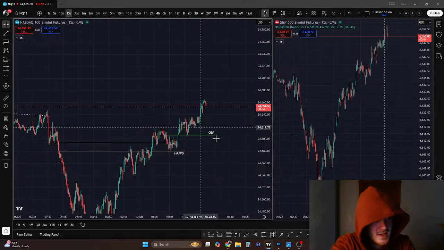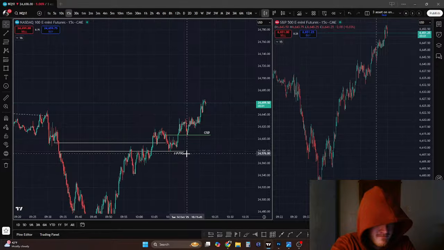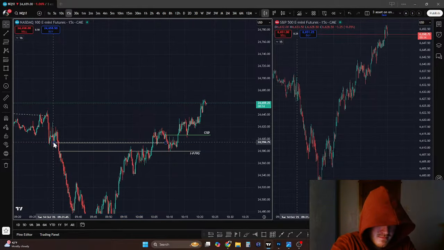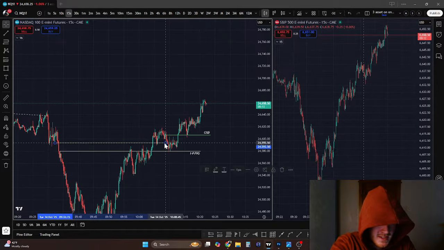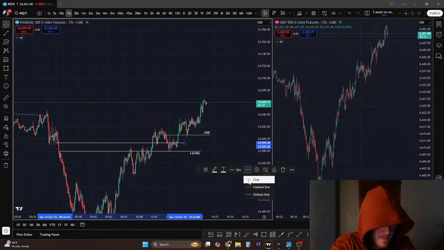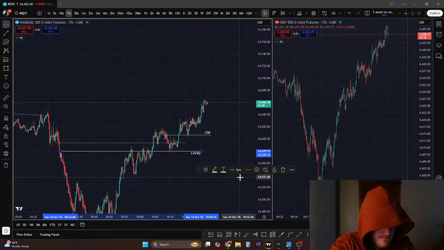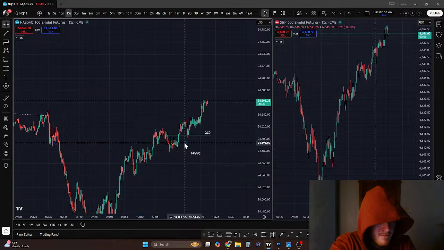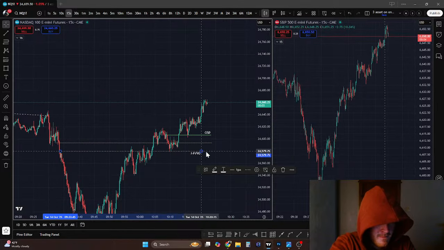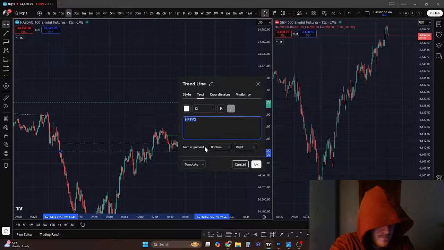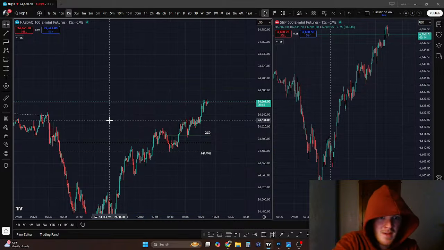Yeah, this was clean, guys. So far this is playing out. You guys kind of see what I'm saying? So first presented fair value gap. And it happened after 10 a.m.